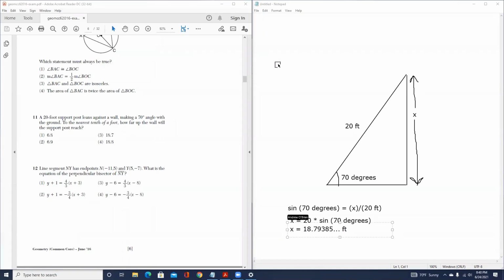This is asking to the nearest tenth of a foot, so we have to round this. In this case, because the hundredths digit is a 9, that means that x rounds to 18.8 feet. So therefore, the correct choice is choice 4.